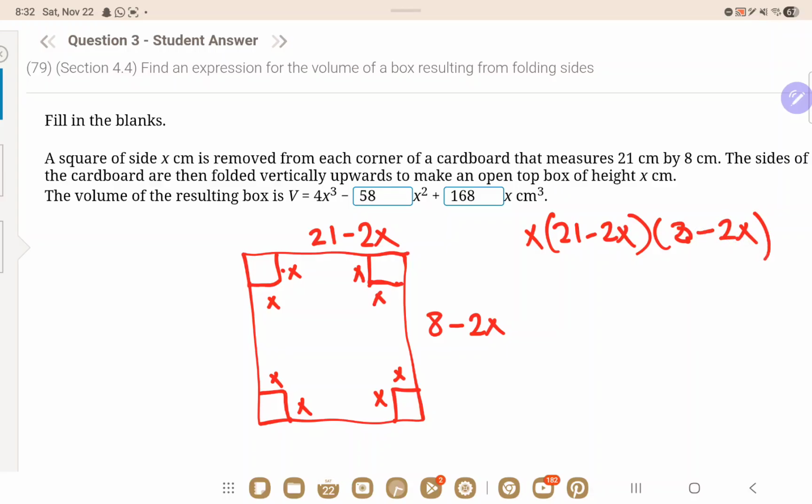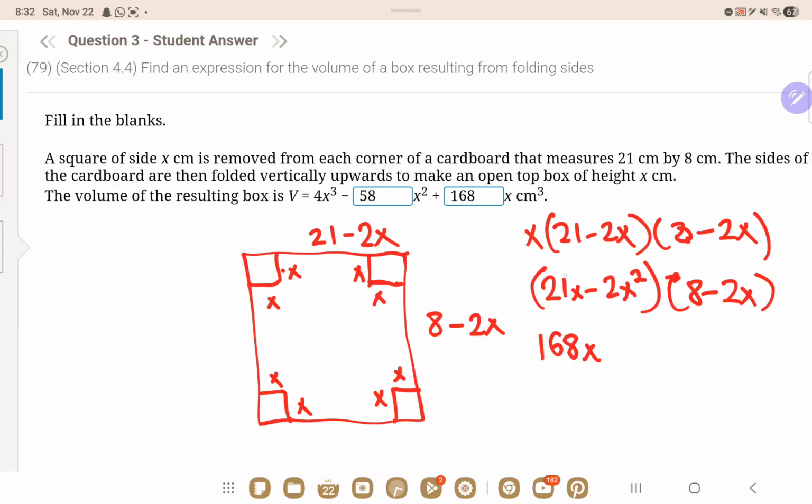And then you multiply everything on your calculator. First, you multiply, it becomes 21x minus 2x squared, when you multiply this into 8 minus 2x. Now you distribute. 21 times 8 would give you 168.